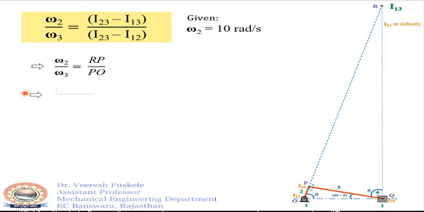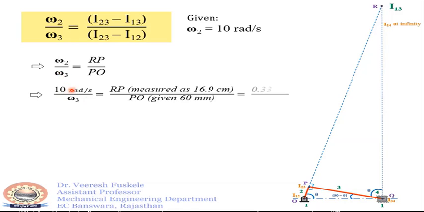Moving ahead, omega 2 is given as 10 radians per second, and Rp measured by this diagram according to the scale is 16.9, so converting according to the scale, it will be 0.338 meter. Similarly, PO is already given as 60 mm, converting mm into meter, it is 0.06 meter. So this will give us omega 3 as 1.775 radian per second. With omega 3, now we can find out the velocity of slider.